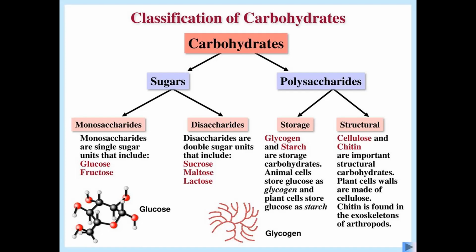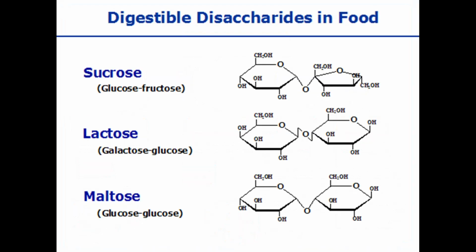I will now go over the key points of Unit 1.2 Carbohydrates. To recap, monosaccharides are the monomers from which larger carbohydrates are made. Glucose, galactose and fructose are common monosaccharides.